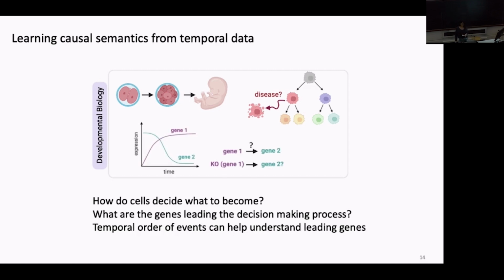So what we can get from this type of data is the gene expressions over time. And one of the causal questions that we can ask is if and how gene 1 caused gene 2 in this temporal process. And if we intervene on this gene, for example, by knocking it out or turning it off, what would happen to gene 2? If there is a causal relation, we would expect them to change together.